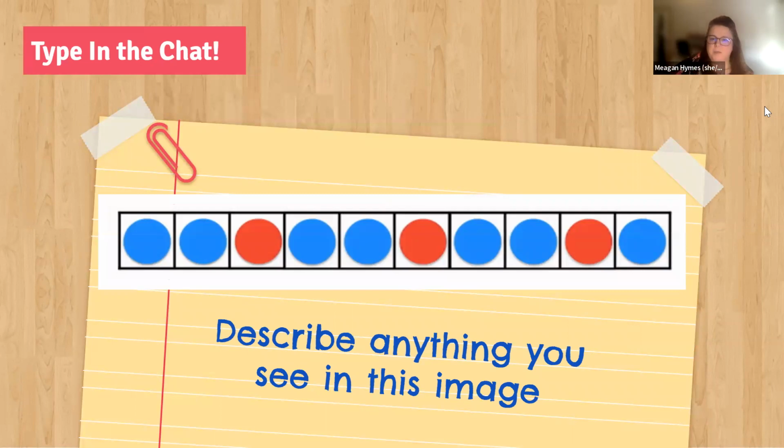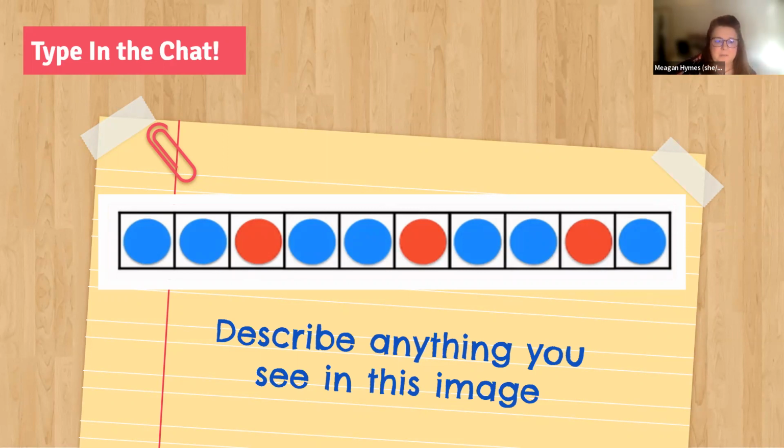So right now in the chat, I'd just like you to describe anything that you see in this image. And some of you may be familiar with some practices that teachers use with notice and wonder. And I'm going a little bit in that direction right now, but really just anything, describe anything you see in this image. You can put on your student hat and think what your students might say, but really anything at this point, anything that you see.